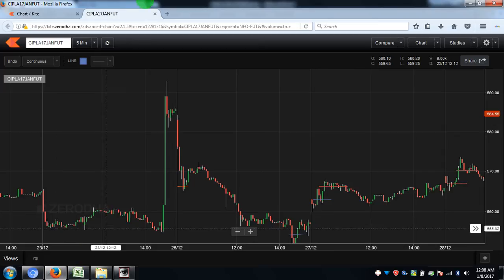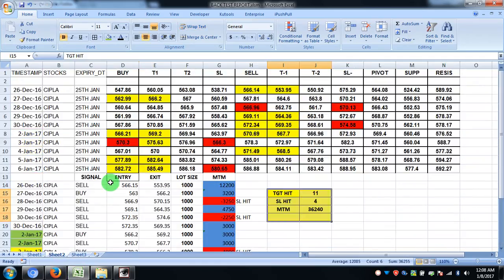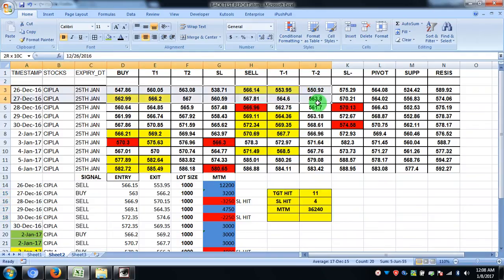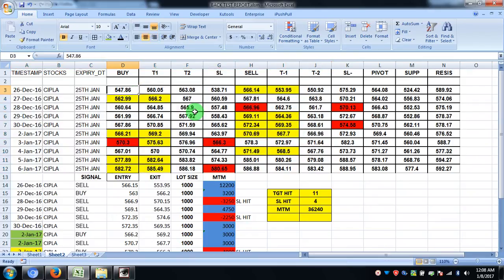Here I have mentioned every day's trades. This was the 26th date trade levels, and 27th, 28th, the same way up to 6th. From 26th December to 6th January I have generated calls. According to that, let us check one by one how many calls hit stop loss and how many hit target. This is the Cipla futures contract, 25th January expiry.